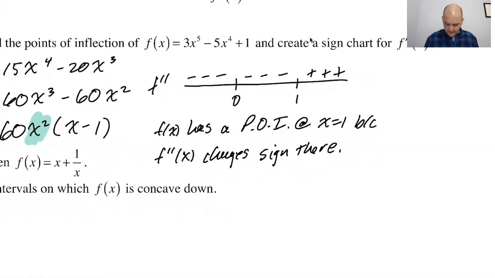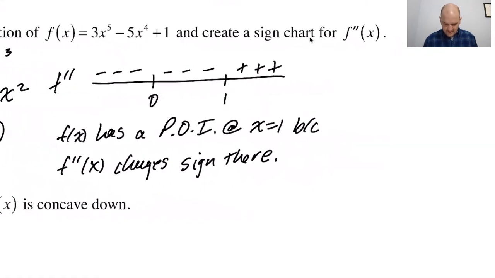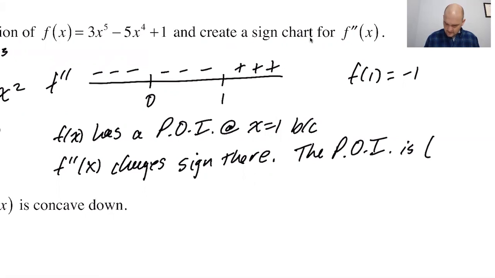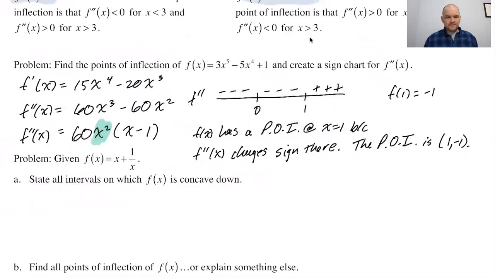And we got it. But the point of inflection is, I need to find f of 1, which is nice because f of 1 is the second easiest value you could probably find. The easiest one would have been 0, but there wasn't a point of inflection there because there is no sign change in the second derivative. So 3 minus 5 is negative 2, plus 1 is negative 1. So the point of inflection is (1, negative 1). All right, and that answers the question.